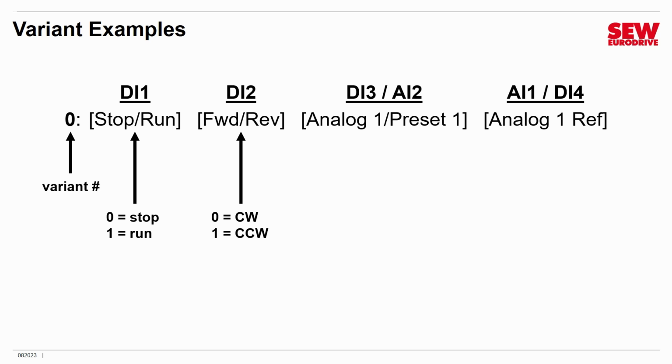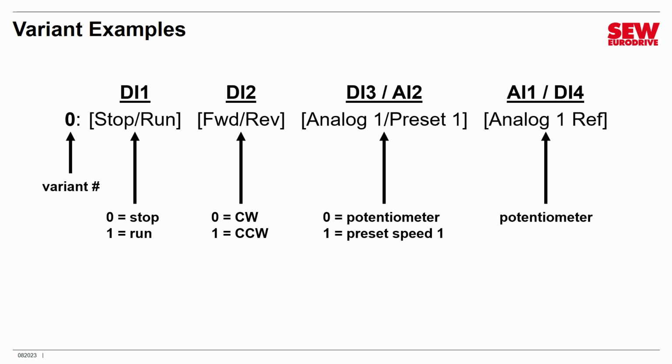Digital input 3, analog input 2 is connected up to a digital signal, and it's connected to analog 1 preset 1, and what that means is if you put a 0 in, it will use the speed control potentiometer to control the speed of the VFD. But if you change this input to a 1, it will go to a preset. It will go to preset number 1, which lives in parameter 20, and run the drive at a fixed speed. And then analog input 1, digital input 4 is wired, in this case, to a potentiometer. It is the 1 analog signal here. The other 3 are digital.